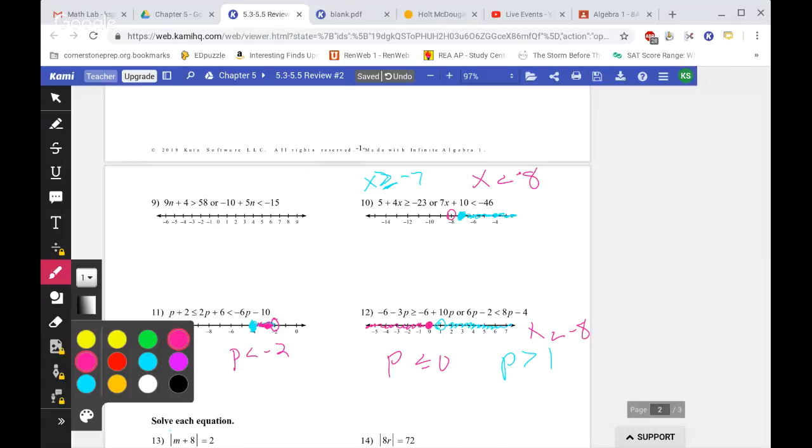And it's only less than, so it's an open circle, and it goes this way. So once again, much like that other one, there's not much that's not colored in. It's just between the negative 8 and negative 7.